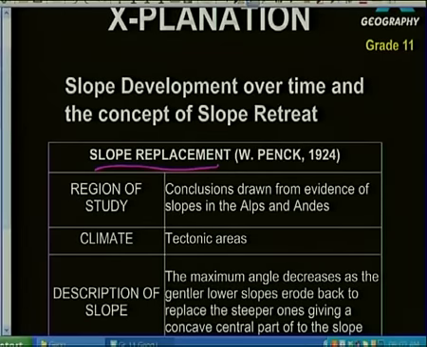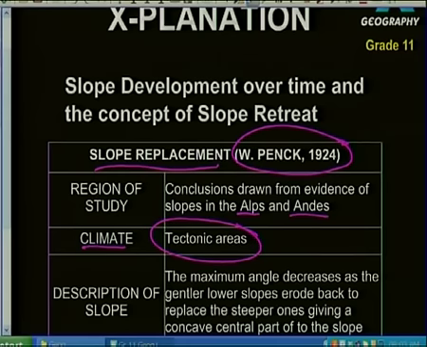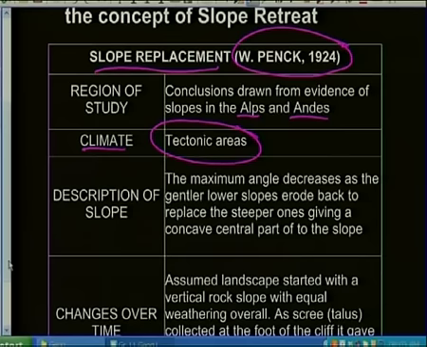Let's look at the next one. Slope replacement theory by Walter Penck in 1924. His region of study included parts of Europe, which included the Alps and the Andes, and he made a study of changes over time of these great mountain ranges. The climate he studied was in tectonic areas, and his theories were largely based on the theories of continental drift. How did he describe a slope? He described it as the maximum angle decreases as the gentler lower slopes erode back to replace the steeper slopes, giving a concave central part to the slope.